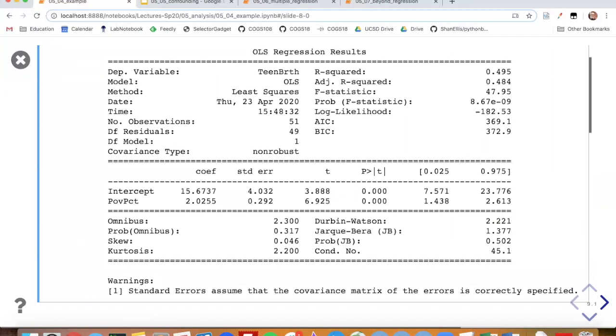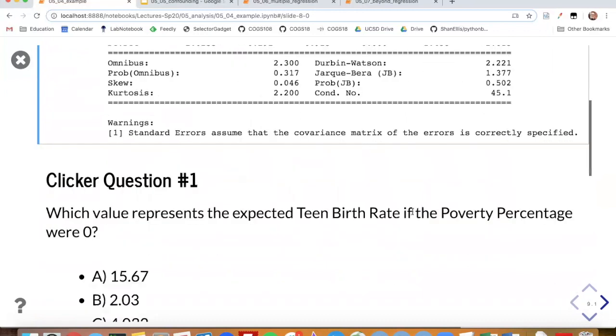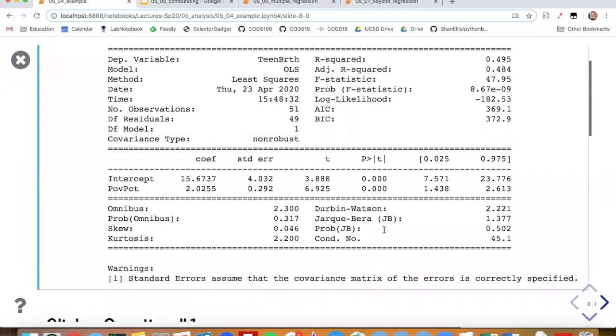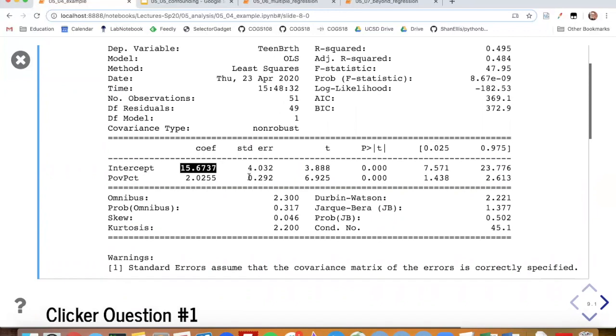So which of these numbers is what you would expect the outcome to be, teen birth rate, if poverty percentage were 0? All right, so you should be clued into the fact that if poverty percentage is 0, 0 times this beta 1 will be 0, and you would expect the teen birth rate to be 15.67, right? It's going to be that y-intercept. It's going to be your beta 0.